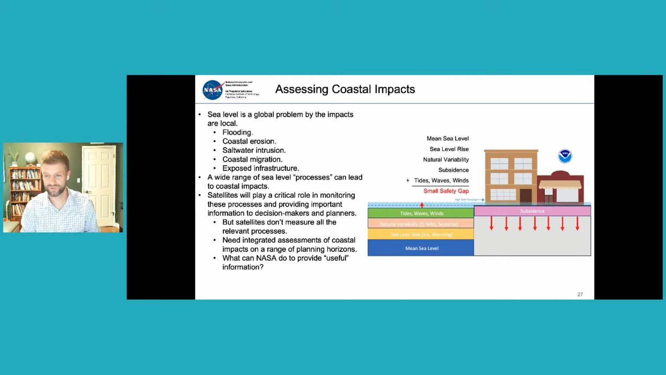Many of our airports are located very close to the coast. So sea level becomes a major issue for infrastructure and our ability to live our everyday lives. What's important now is that a wide range of these sea level processes can lead to coastal impacts. I talked about this narrowing of that safety gap.